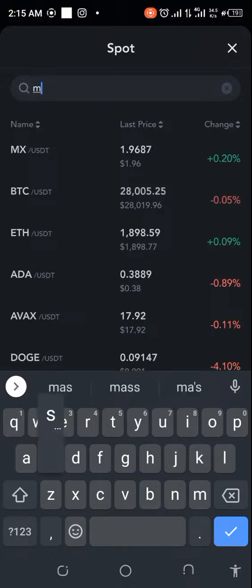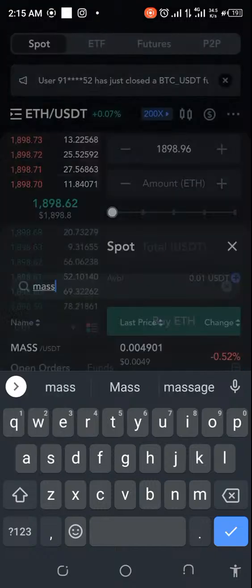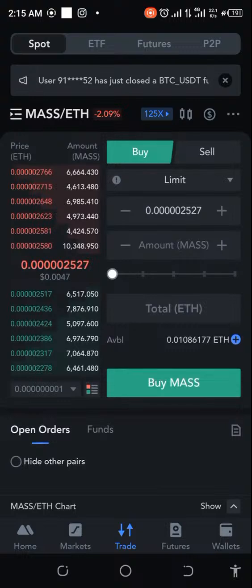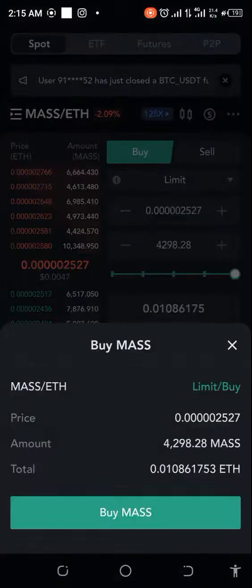Okay, mass ETH. That's what we want to buy right now. So what we're doing is that we're just picking up the whole entire 100%. So we're getting 4298, lower than what we thought, but that's fine. We're going to go ahead and just click on buy. Okay, and the same thing goes here.